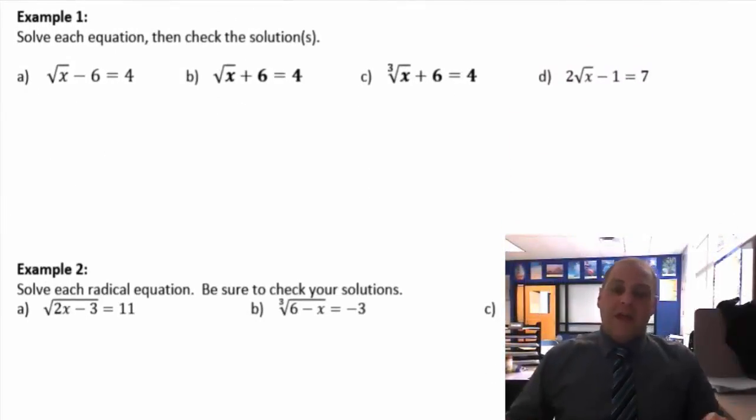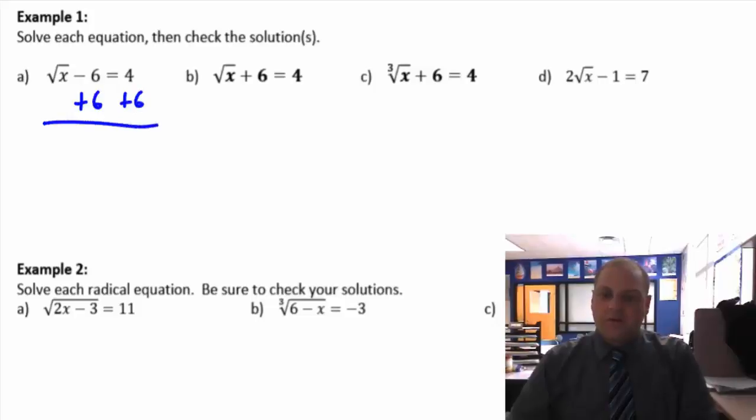You're going to see radicals in an equation. Obviously, it's an equation when you have an equal sign. To solve them, you want to get a radical by itself on one side of the equation, so you can isolate it. In this case, to get the radical x all by itself, we're going to add 6 to both sides. So we're left with the square root of x equals 10.